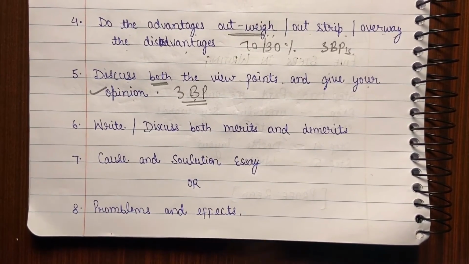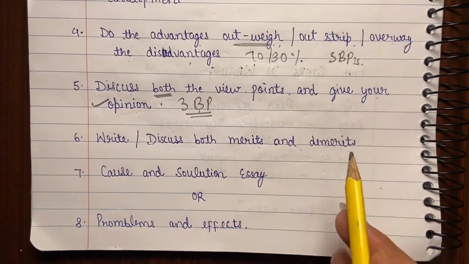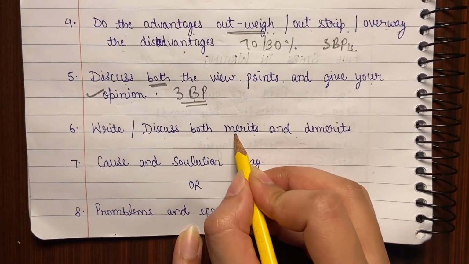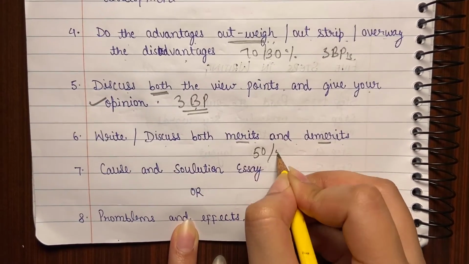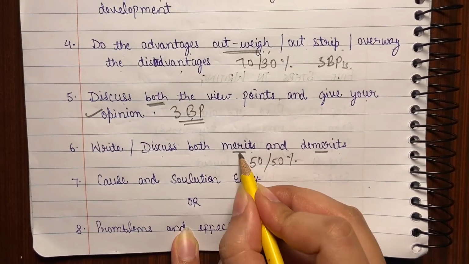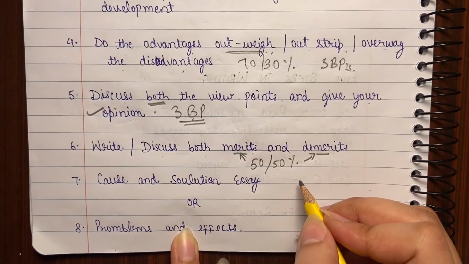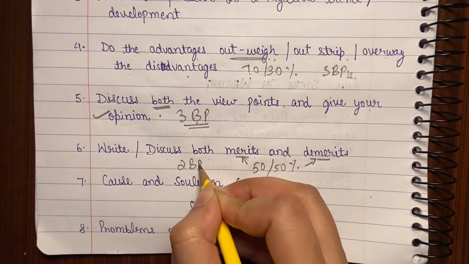Next comes discuss both merits and demerits. Right, if the same statement is given, what will you do? You will give both merits and demerits. This is a 50% essay. One BP will be written for the merits and the second BP will be written for the demerits. The third BP will not be mentioned here. You will only write 2 BPs.